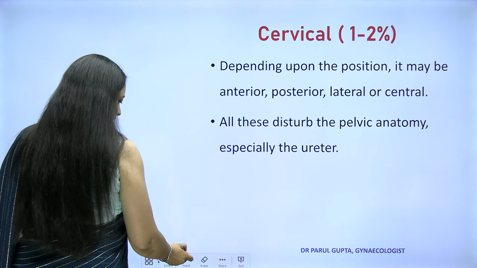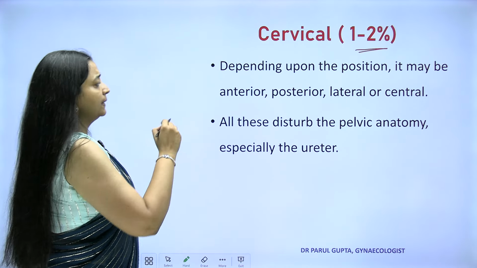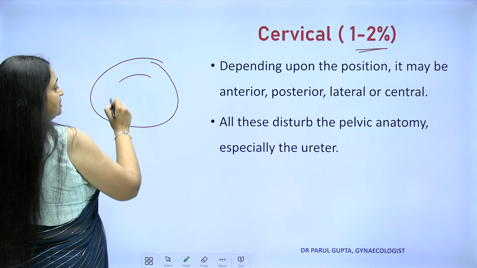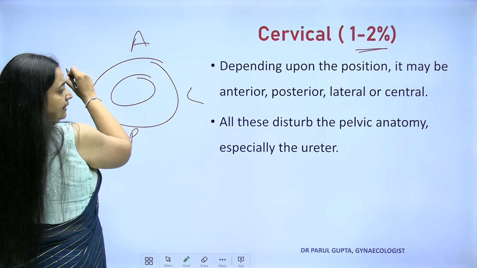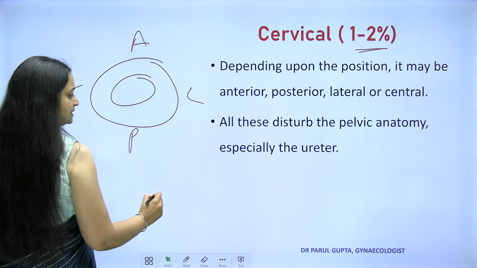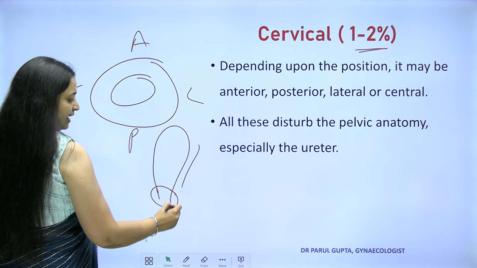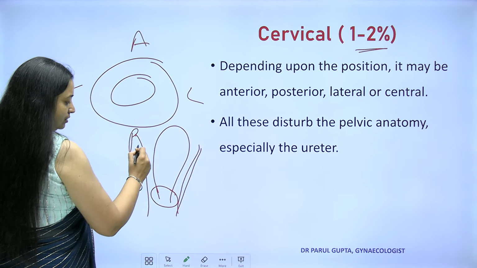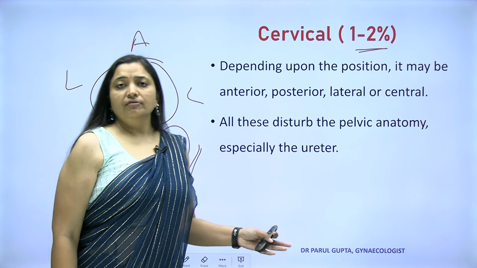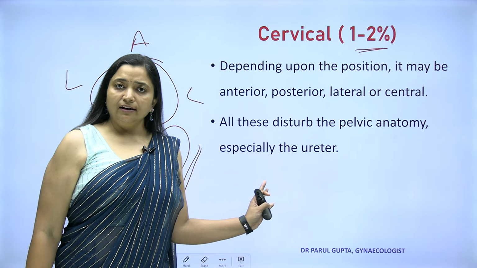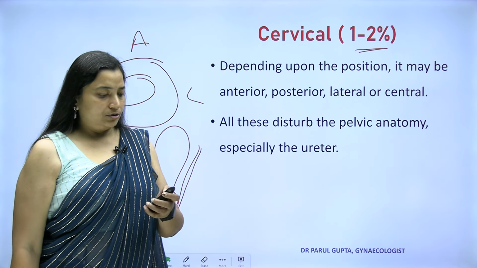Now come your cervical fibroids. Cervical are very less, only 1 to 2%. And as I told, depending on the position, like we are seeing the cervix from down below, this is the anterior, posterior and lateral. And if we see inside the abdomen, if the cervix has got a fibroid, the maximum problem is caused to the ureter because ureters are lying close by. So the maximum chances of getting an ureteric injury are in cervical fibroid or broad ligament fibroid surgeries, and it can easily cause a hydroureter.